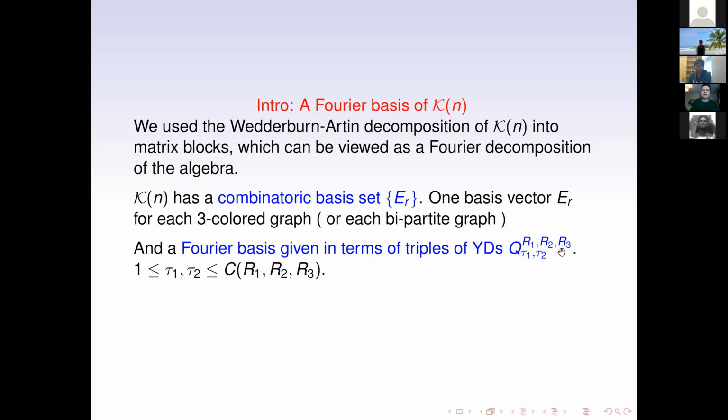But there is a basis of things which are labeled by triples of Young diagrams, and for each triple, there's exactly C squared. Tau is an index that goes from 1 to the Kronecker coefficient. So the number of these things for each triple is exactly C squared.